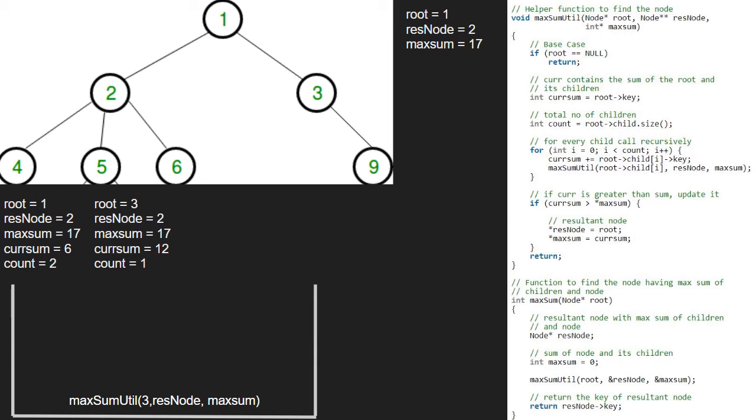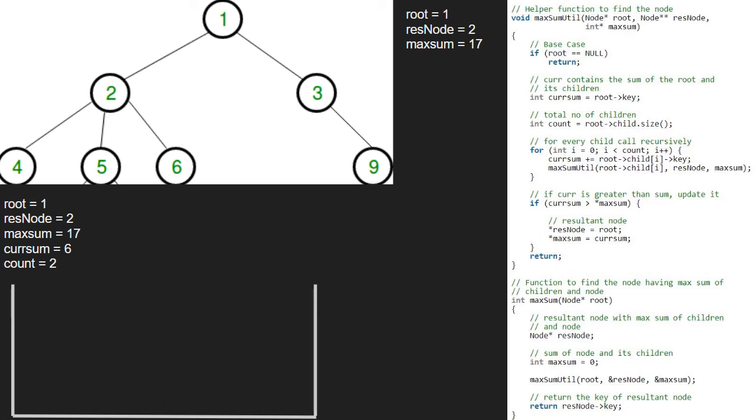Next we pass 9 to the max sum util function. Cur sum will be 9 and count will be 0 as 9 does not have any children. As count is 0, we don't iterate in the for loop and check if cur sum is greater than max sum. As it is false, we return to the previous call. We finish iteration for node 3 and check if cur sum is greater than max sum. As it is false, we return to the previous call and finish execution for node 3.